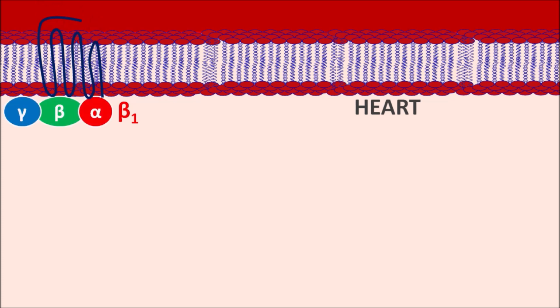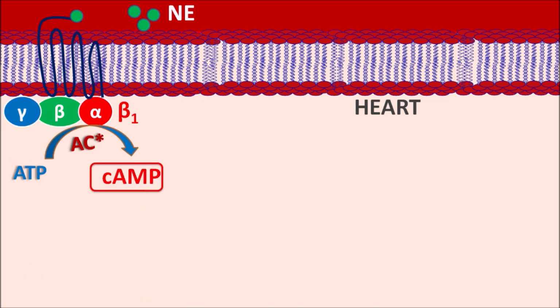Now let us see the action of Carvedilol on the cardiac system. On the heart, beta 1 receptors are present which are G protein coupled receptors coupled with alpha, beta, gamma subunits. When norepinephrine binds to these beta 1 receptors, these receptors are activated such that they can activate the adenylyl cyclase system, AC. Now this adenylyl cyclase can convert ATP into one of the important secondary messengers, cyclic AMP. This cyclic AMP plays an important role within the cardiac system to produce a contraction.